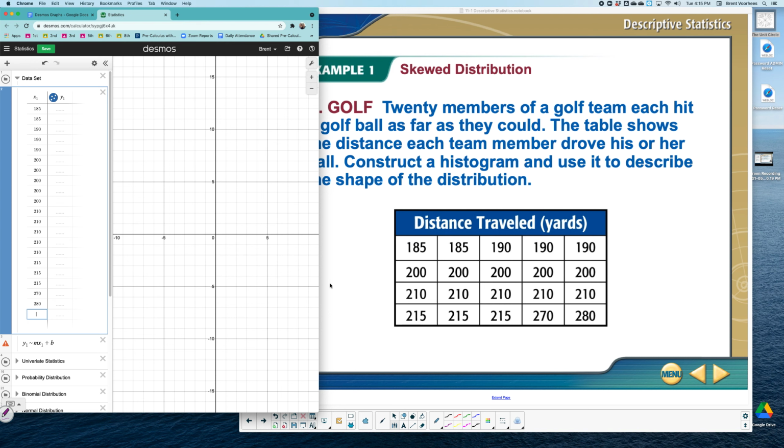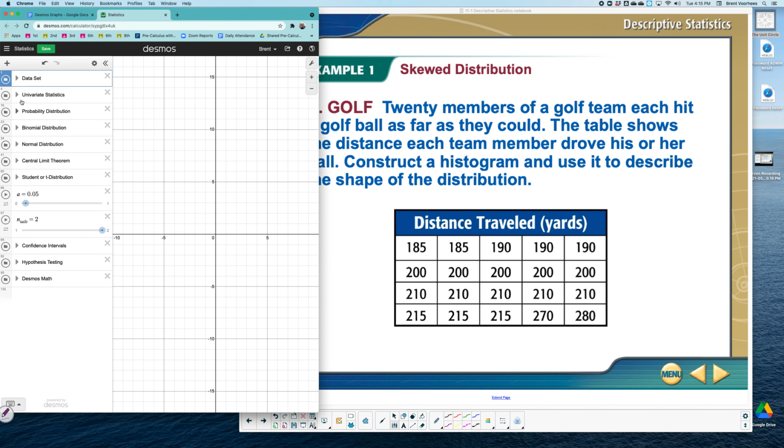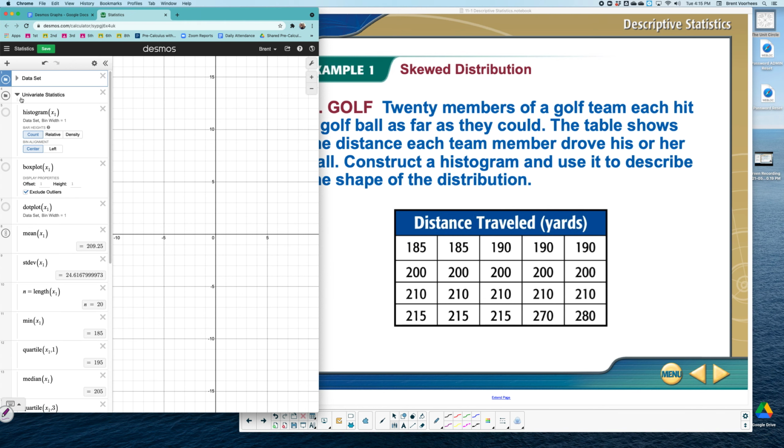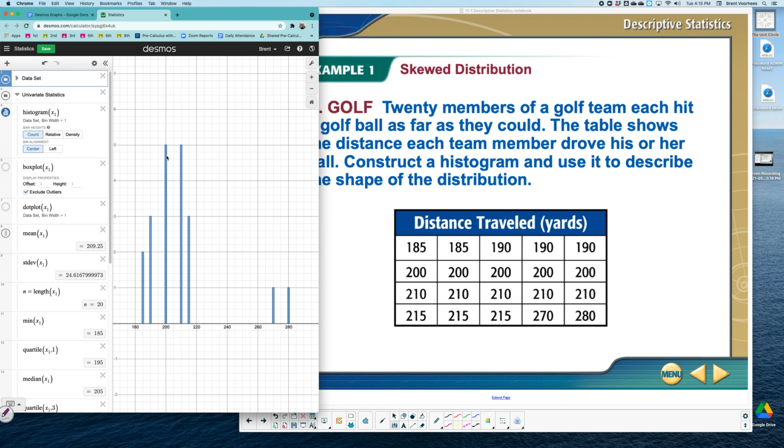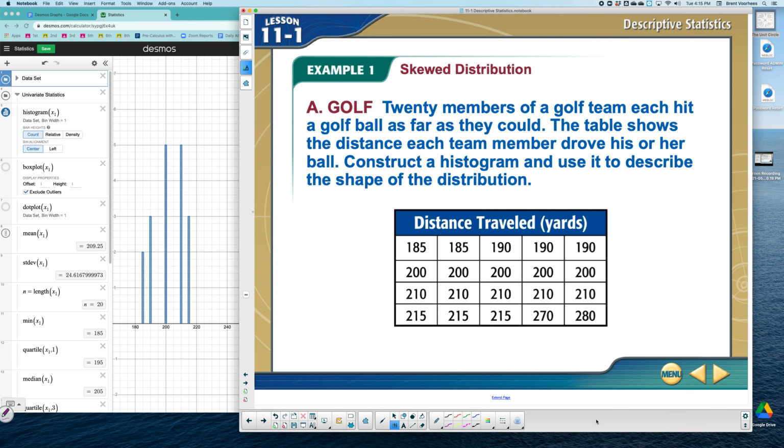There's the 20. Now we're going to create what's called a histogram. Once you have your data set in, you can minimize that, but I'm going to go to univariate. That just means there's one variable we're looking at. We don't have two things going on, only one. When I open this up, I want to see the histogram, so I'm going to click that and then click this box. What happens is our Desmos shows us a graph of our data.